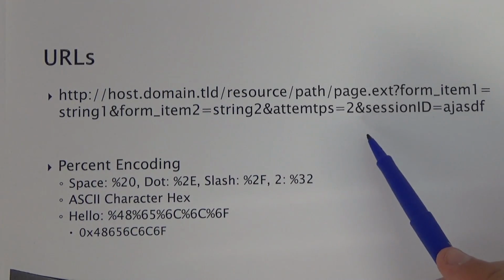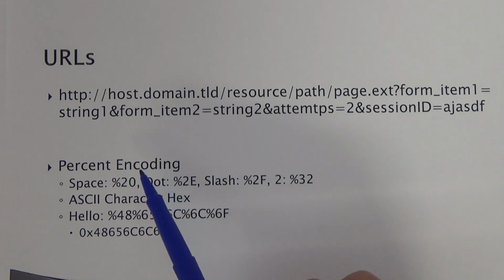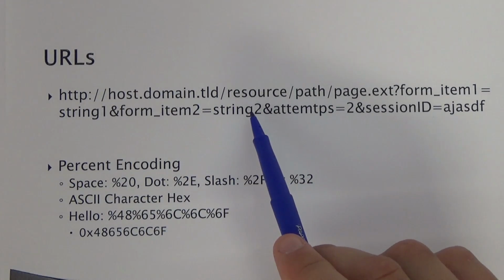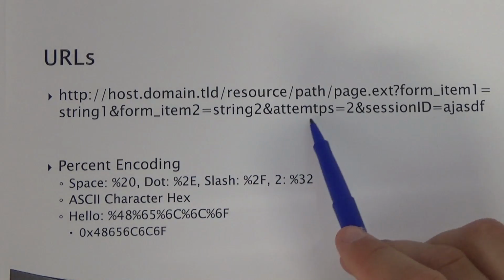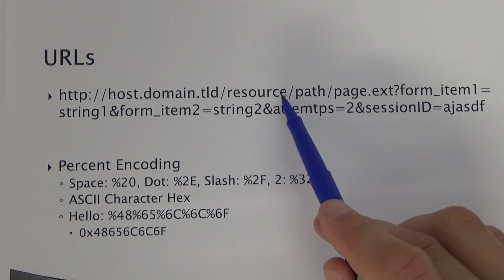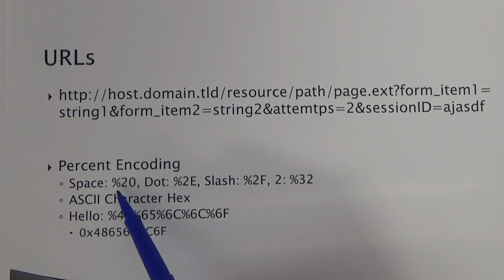Now, along with URLs, you'll commonly see something called percent encoding. Percent encoding is a way of representing characters within a URL without actually having to type in that particular character. So for example, spaces are not allowed inside the URL. So if you want a space to be in any of these different pieces, either in the file path or in one of the form items, we use percent encoding, and a space is represented by %20. It's the hexadecimal representation of the ASCII character. The space in the ASCII character set is hexadecimal 20.